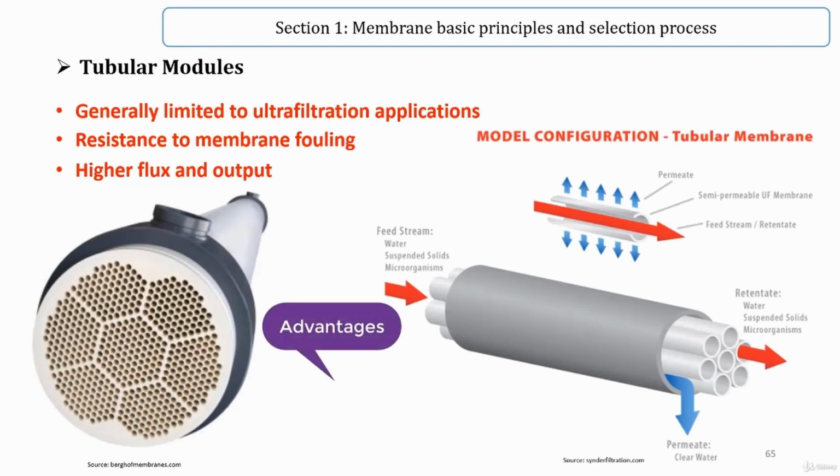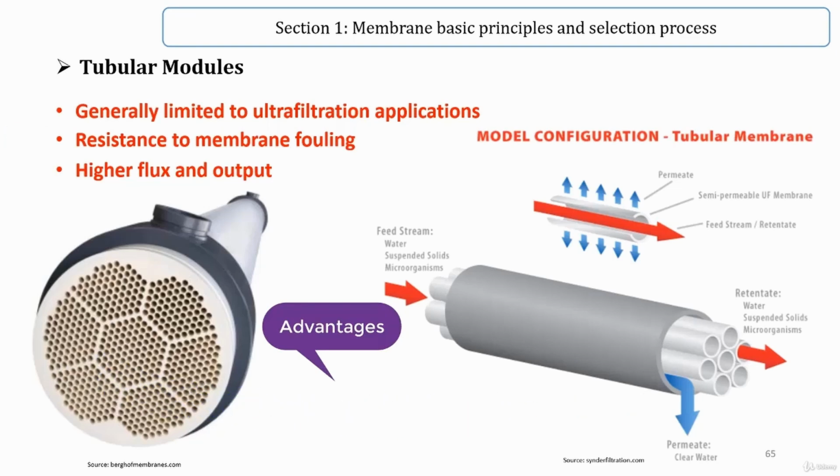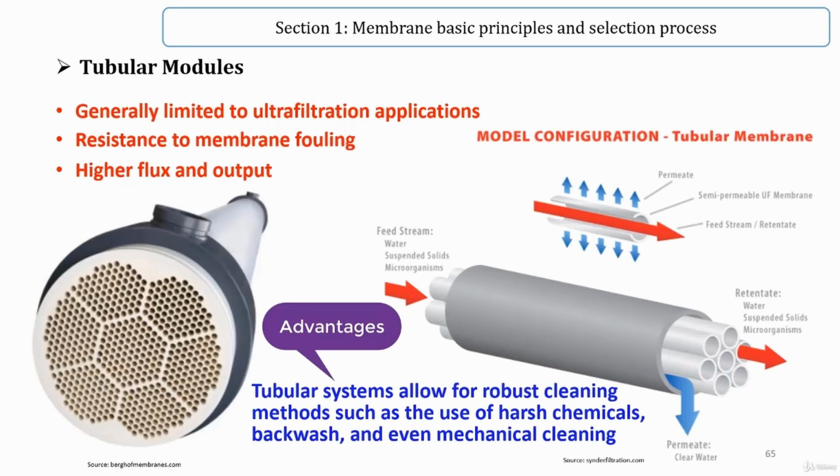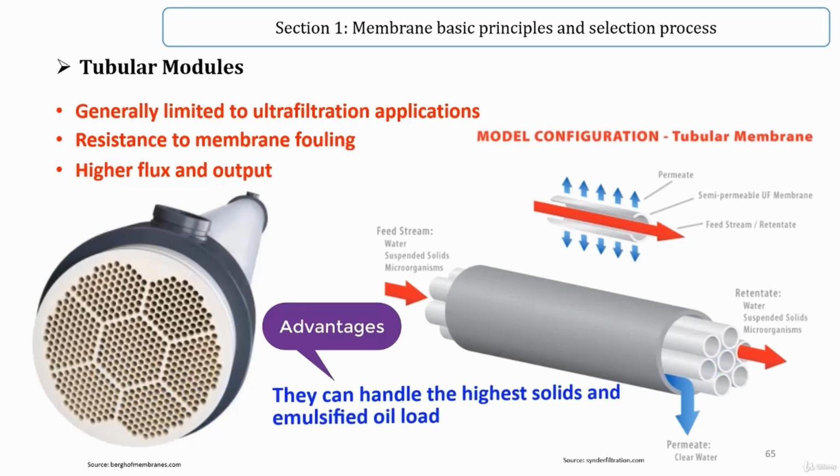Some advantages of this module. Tubular systems have less fouling compared to plate and frame systems, and a similar amount of fouling when compared to spiral and capillary. Tubular systems allow for robust cleaning methods such as the use of harsh chemicals, backwash, and even mechanical cleaning, which might not be available for other system configurations. They can handle the highest solids and emulsified oil load compared to many other membrane types and can be physically cleaned with sponge balls.